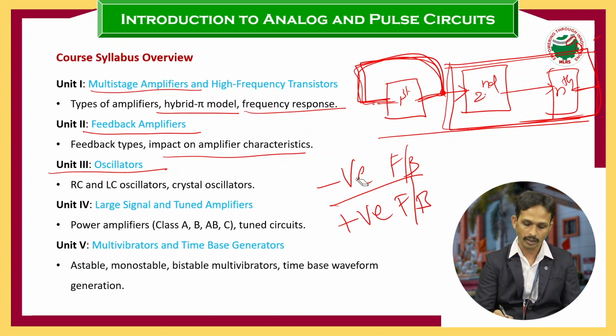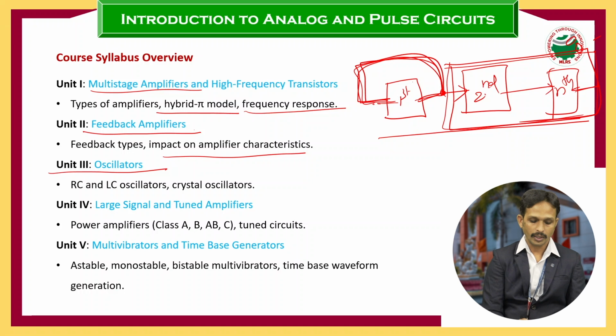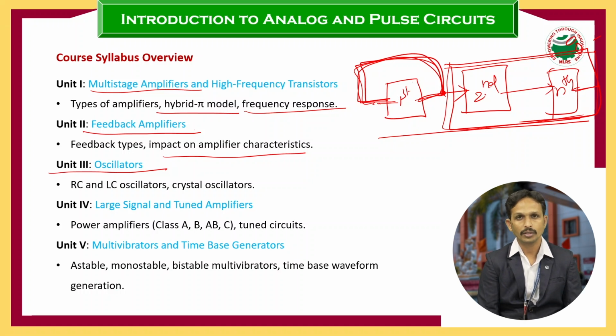Here in unit 3, oscillators, we will study the RC type of oscillator, LC type of oscillators, and crystal oscillators, and we will analyze these oscillators mathematically. We can also calculate the frequency of oscillation or resonant frequency, how the frequency is changing, and the characteristics of the amplifiers we will study in unit 3.